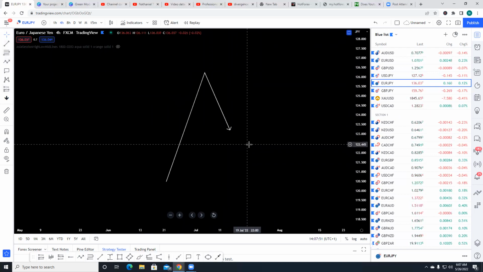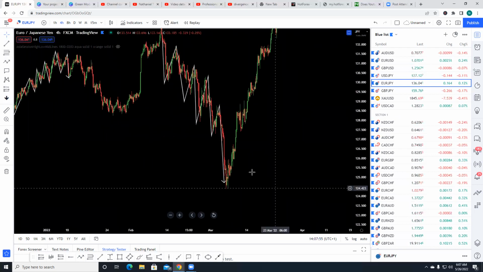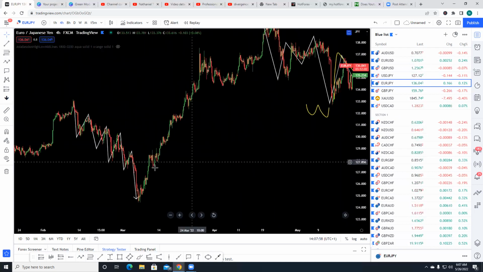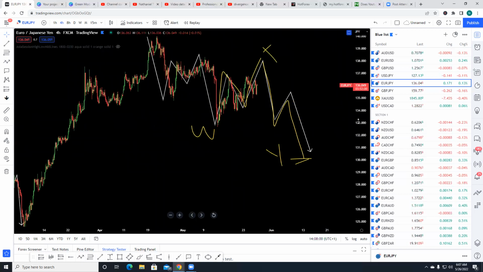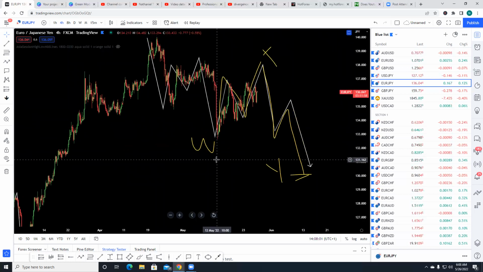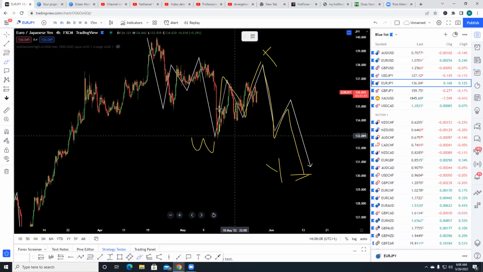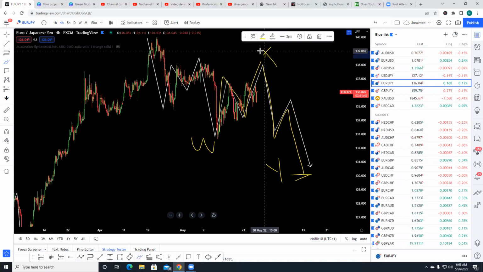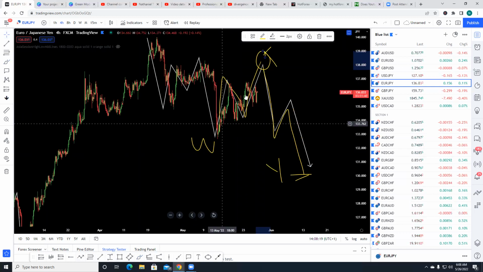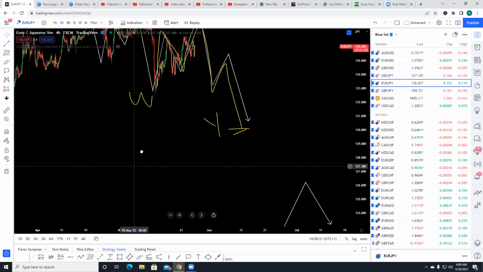Where is the corrective phase? Of course, when you recognize your structure, you must have determined the direction you want to trade. Okay, if you want to trade upside to complete this X, for instance, as in the case of Euro JPY here, we want X to get to this level. So if we want X to get to this level, it means we want to trade to the upside. So you must have determined your direction in this case.